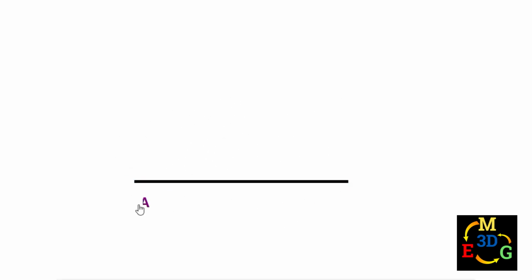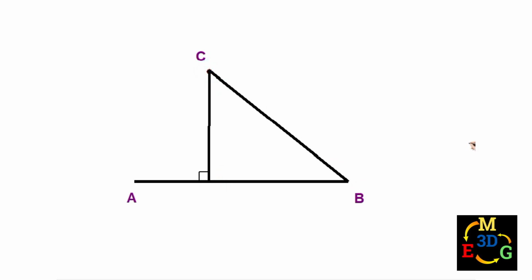We have a line AB and a point C. We draw a line from point C perpendicular to line AB. And then we draw the line CB. If angle C is 50 degrees, find angle X.